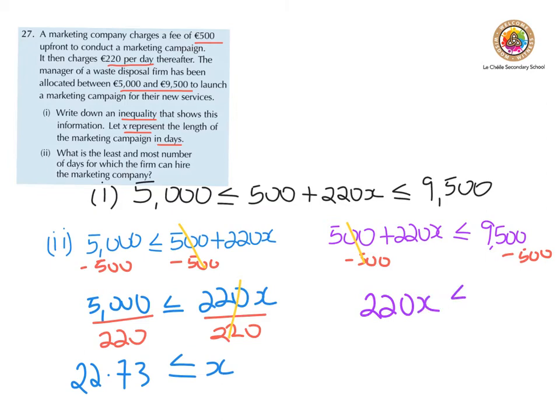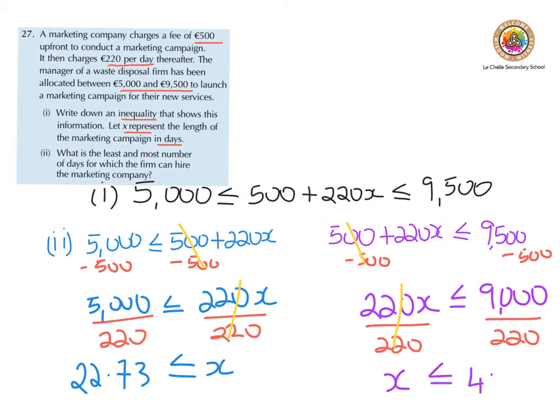Okay, and then solving over here on the other side, well, I have 220x is less than or equal to 9,000, and so again dividing here by 220 in order to get x on its own means I'll also divide here by 220. This cancels, and that gives me x here is less than or equal to 40.91.